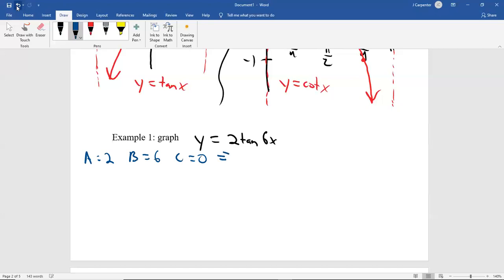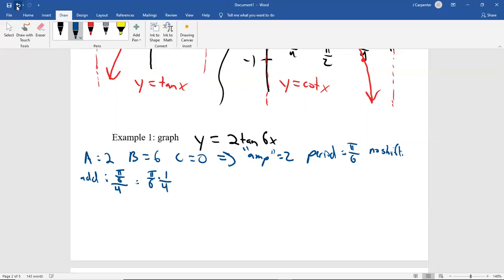So that says the amplitude, and I like to put this in quotes because it's kind of not an amplitude, but still important, is 2. The period, so remember tangent has a period of pi traditionally, but now it's pi over b, so pi over 6. And there is no shift. And then the adding number is the period over 4, which is pi over 6 over 4, which is pi over 6 times 1 over 4, which is pi over 24.